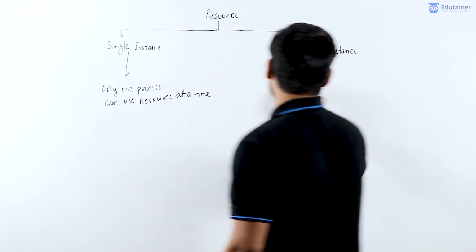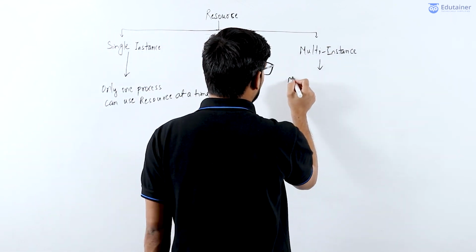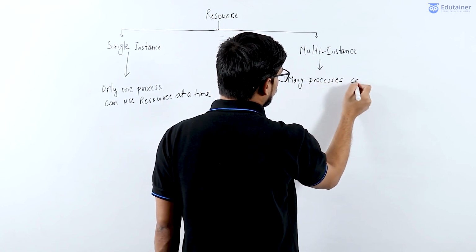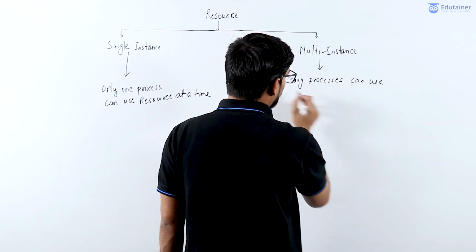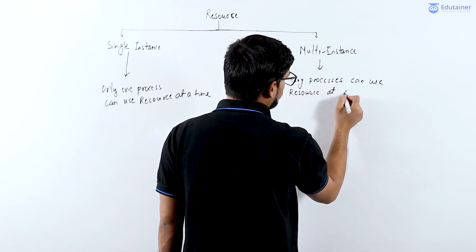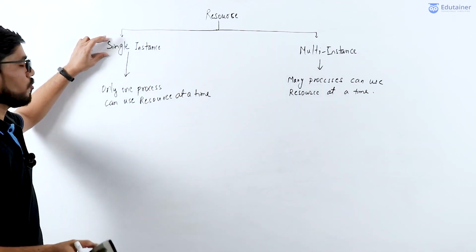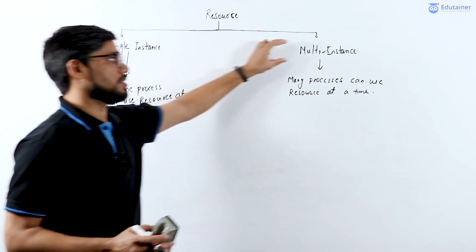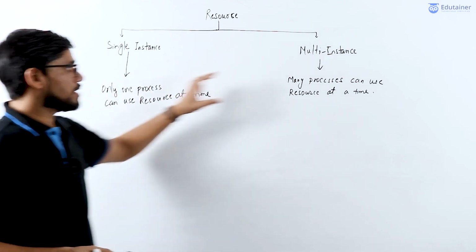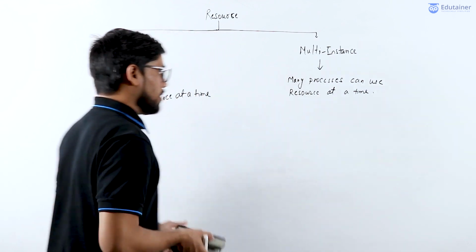But in case of a multi-instance resource, many processes can use the resource at the same time, or simultaneously, you can say. So resources are of two types: single instance and multi-instance. In single instance, only one process can use the resource at a time, and in case of multi-instance, many processes can use the resource at the same time.